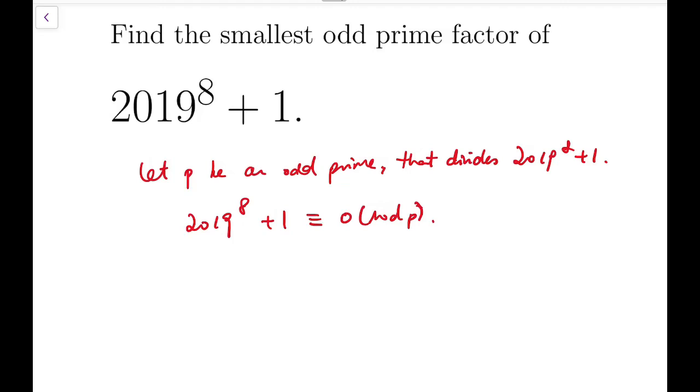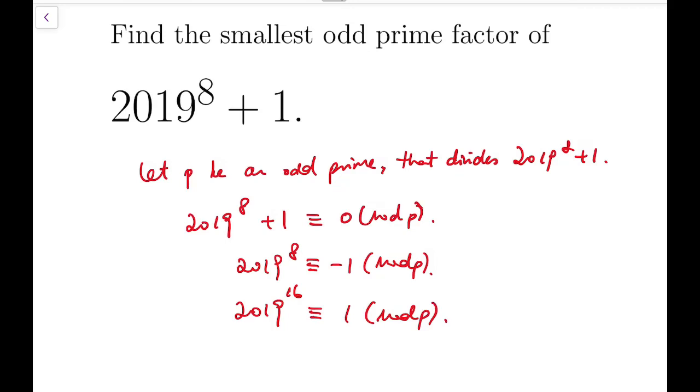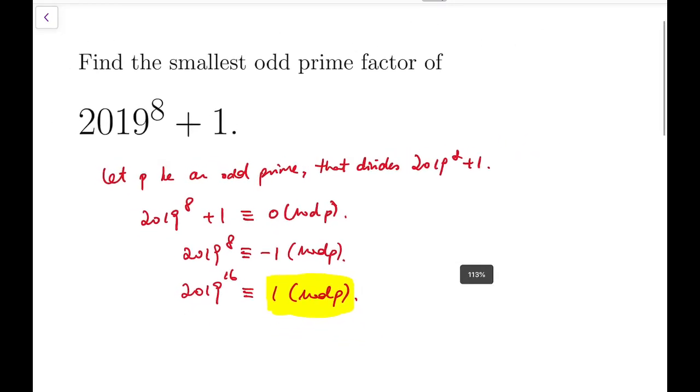I'm rewriting this as a congruence equation, and then I can do the following operations. By moving the 1 to the other side and squaring both sides, I would have 2019 to the power 16 is congruent to 1 mod p. Now, speaking of 1 mod p, there is some theory to deal with that.